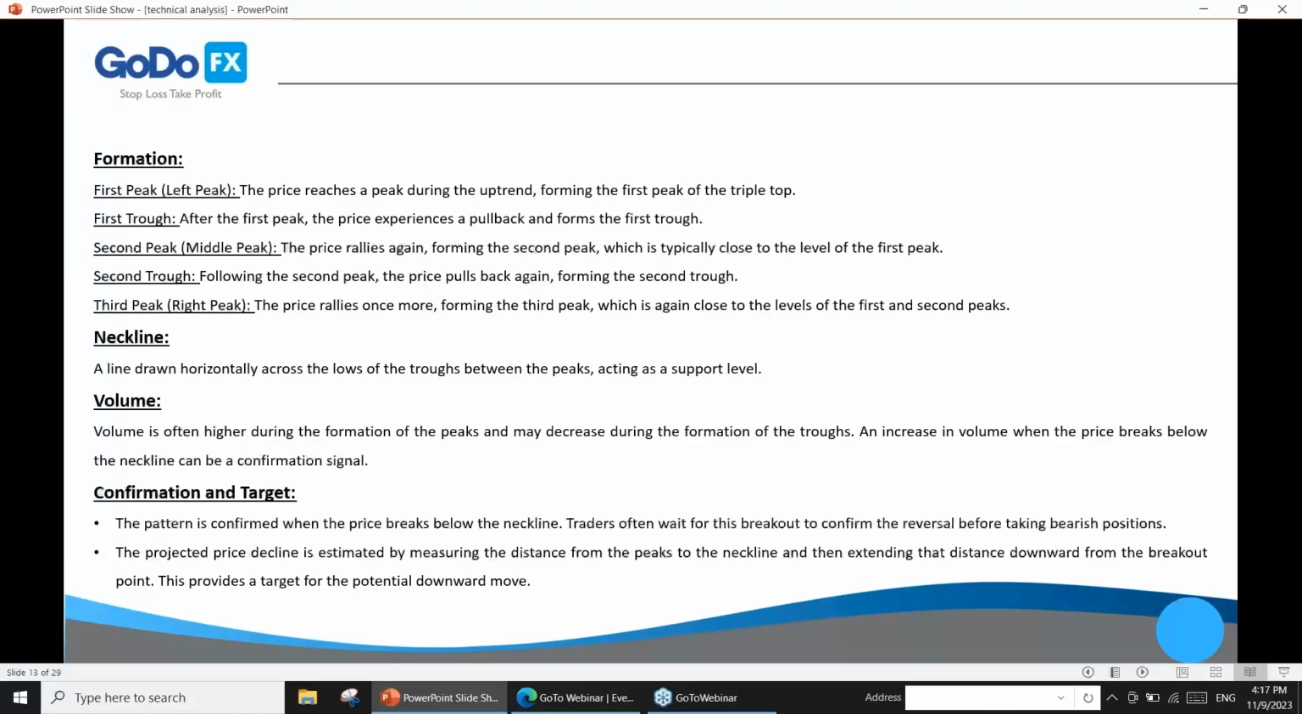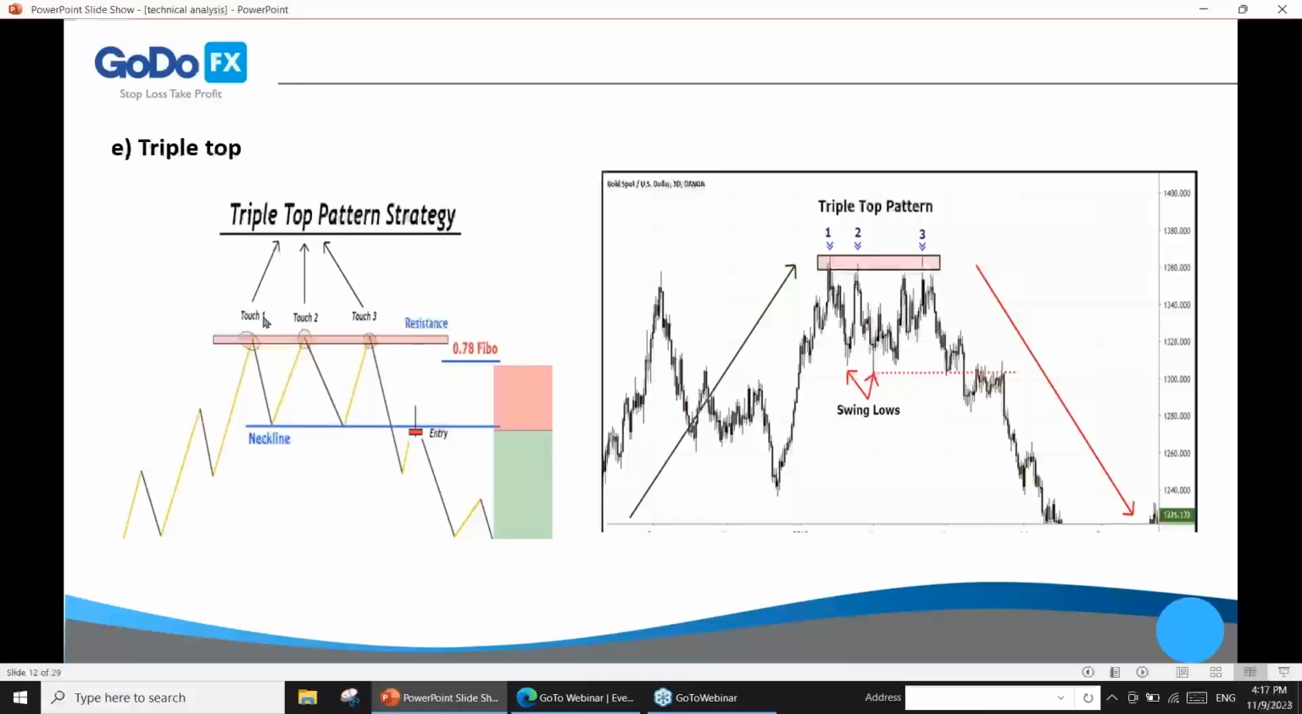So the price reaches a peak during the uptrend, forming the first peak of the triple top. And after the first peak, the price experiences a pullback and forms the first trough. Then the price rallies again, forming the second peak, which is typically close to the level of the first peak. And following the second peak, the price pulls back again, forming the second trough. And finally, the price rallies once more, forming the third peak, which is again close to the levels of the first and second peaks. So the 3 of them will have the same price level.